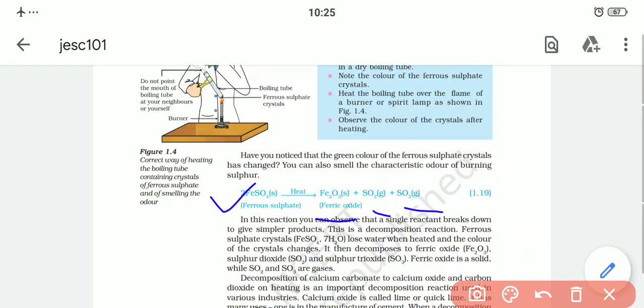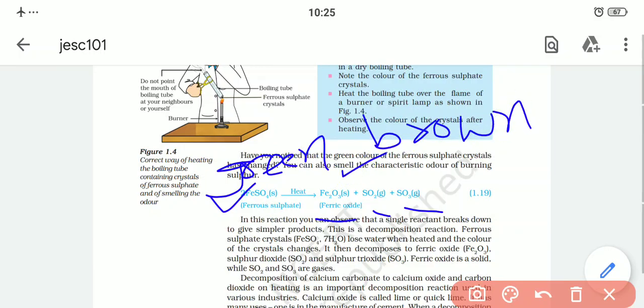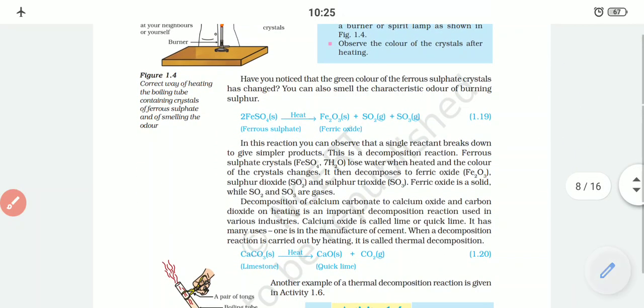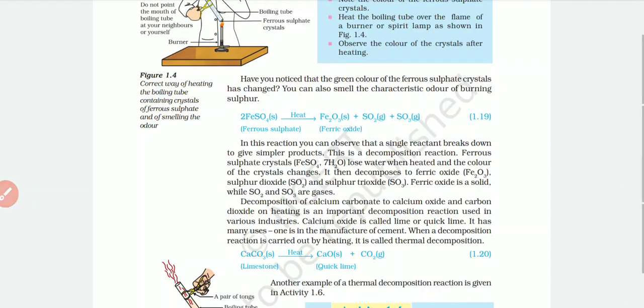The color of ferrous sulfate, FeSO4, is green. It changes its color from green to brownish red or brown. So in this reaction a physical change occurs. Also there is a characteristic smell of sulfur dioxide and sulfur trioxide.